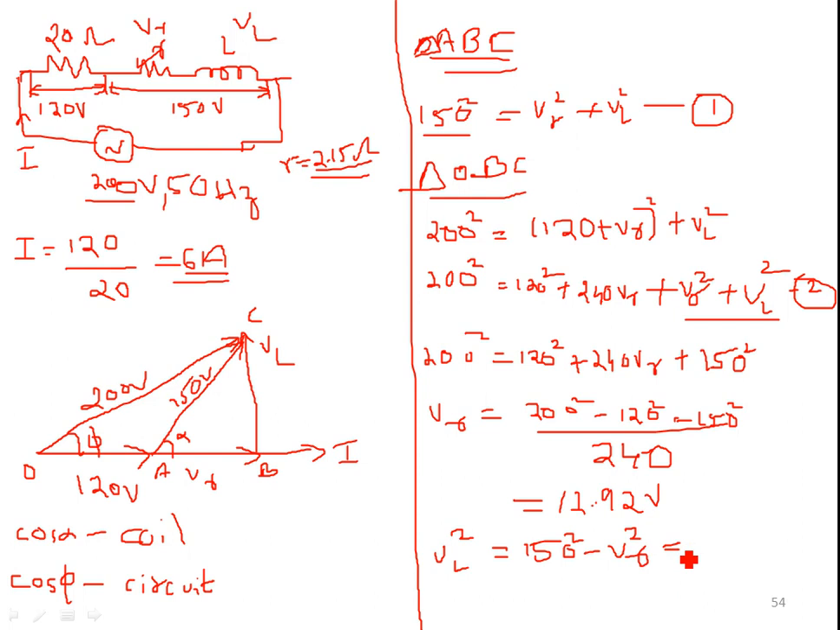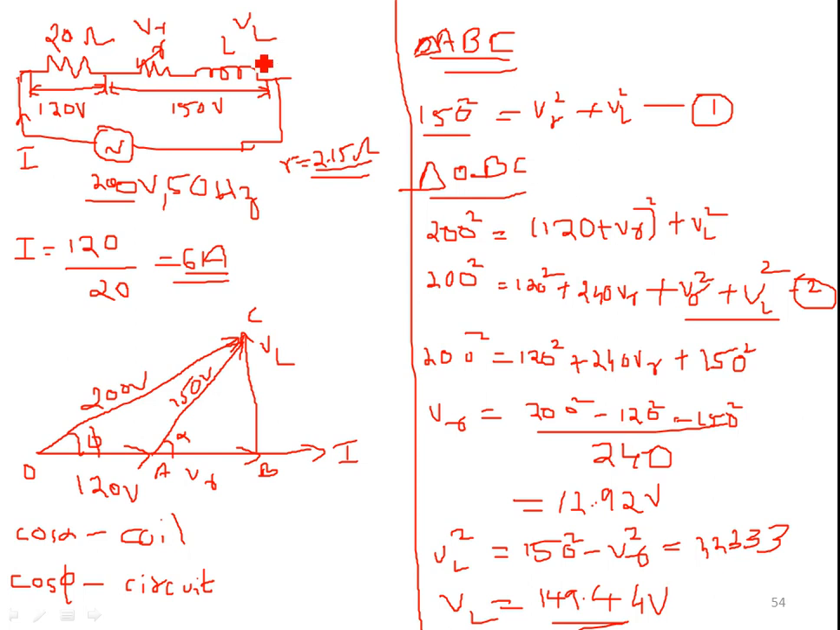That is equal to 22233. Therefore, what is VL? VL is the root of that. So VL is 149.44 volt. So that is about VL. Now, from that, how can I find the value of L?